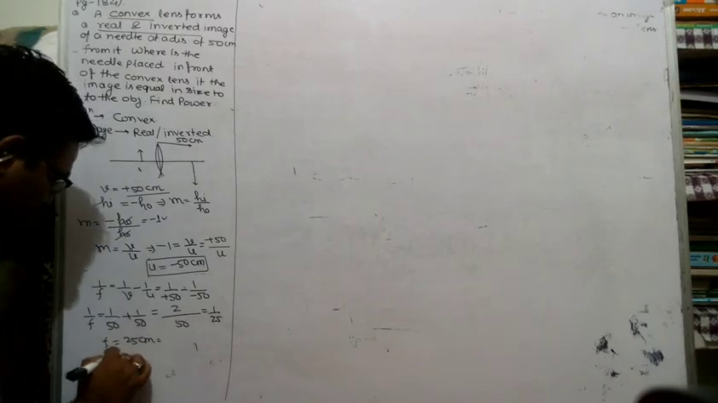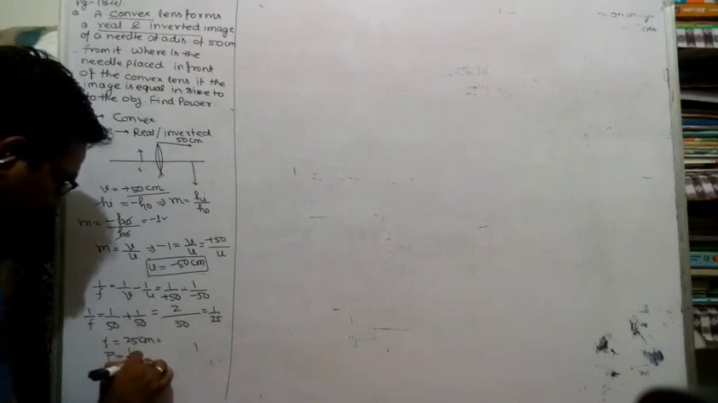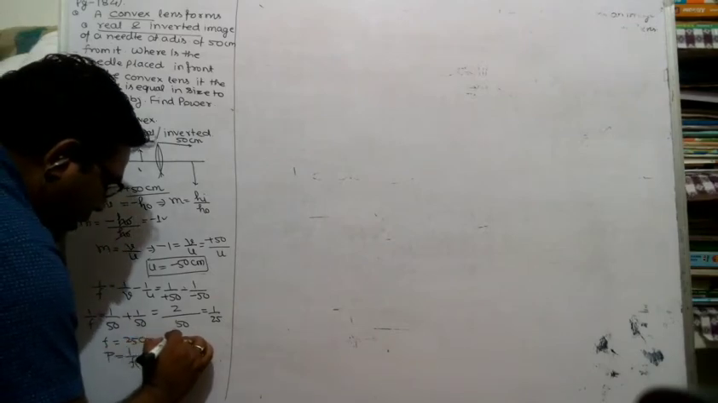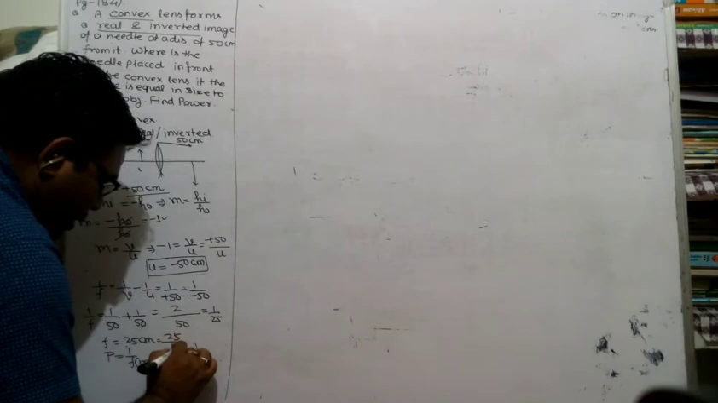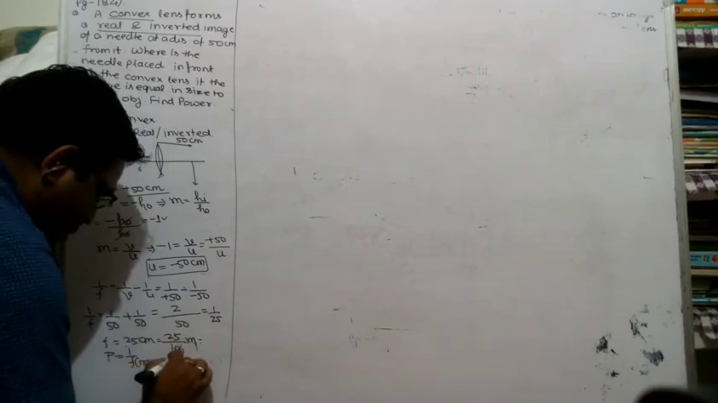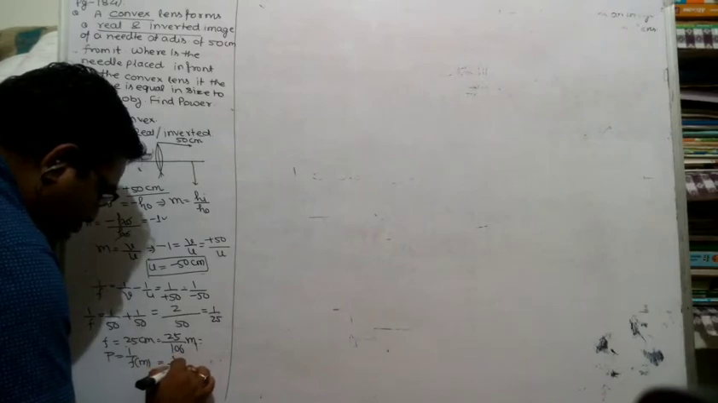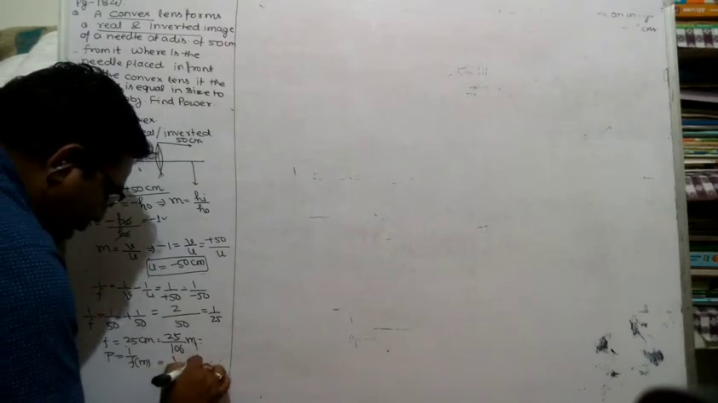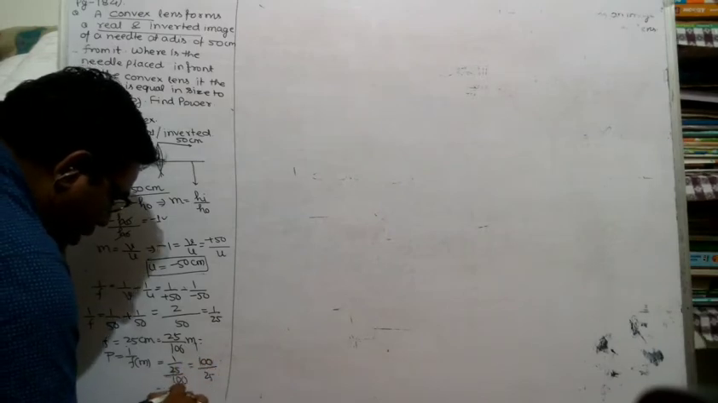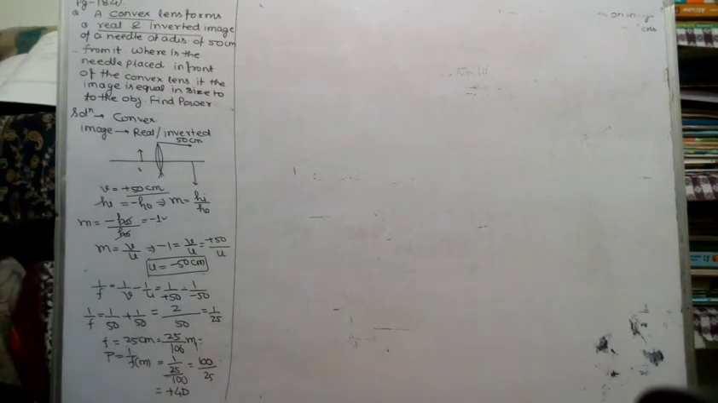Beta, power is equal to 1 upon F. But remember, F should be in meter. So just convert 25 centimeter into meter. So 25 by 100 meter. So power is equal to 1 upon 25 by 100, that is 100 upon 25. It is equal to plus 4 diopter. Understood, beta? I hope your question is clear, beta.